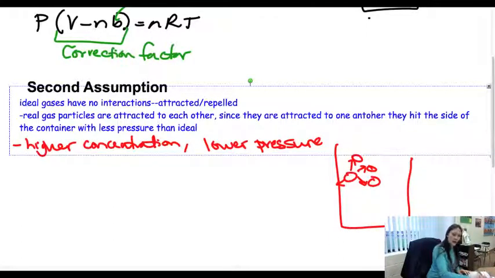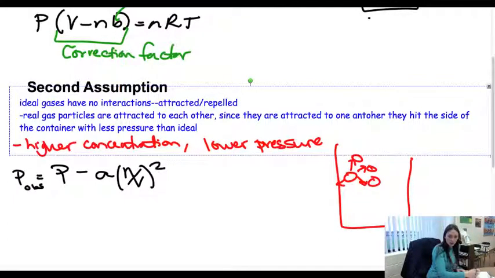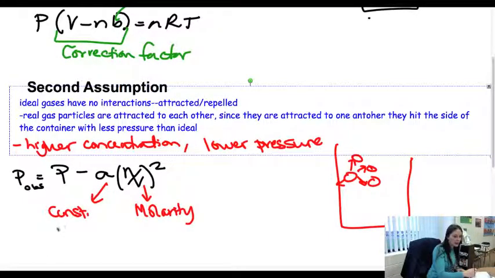And so we have a correction factor for that. PV equals nRT. So my observed pressure is the actual ideal pressure minus my constant for that compound, and n over V squared. n over V is my molarity, concentration, I said. A is the constant for a compound, but it's not the same as B.